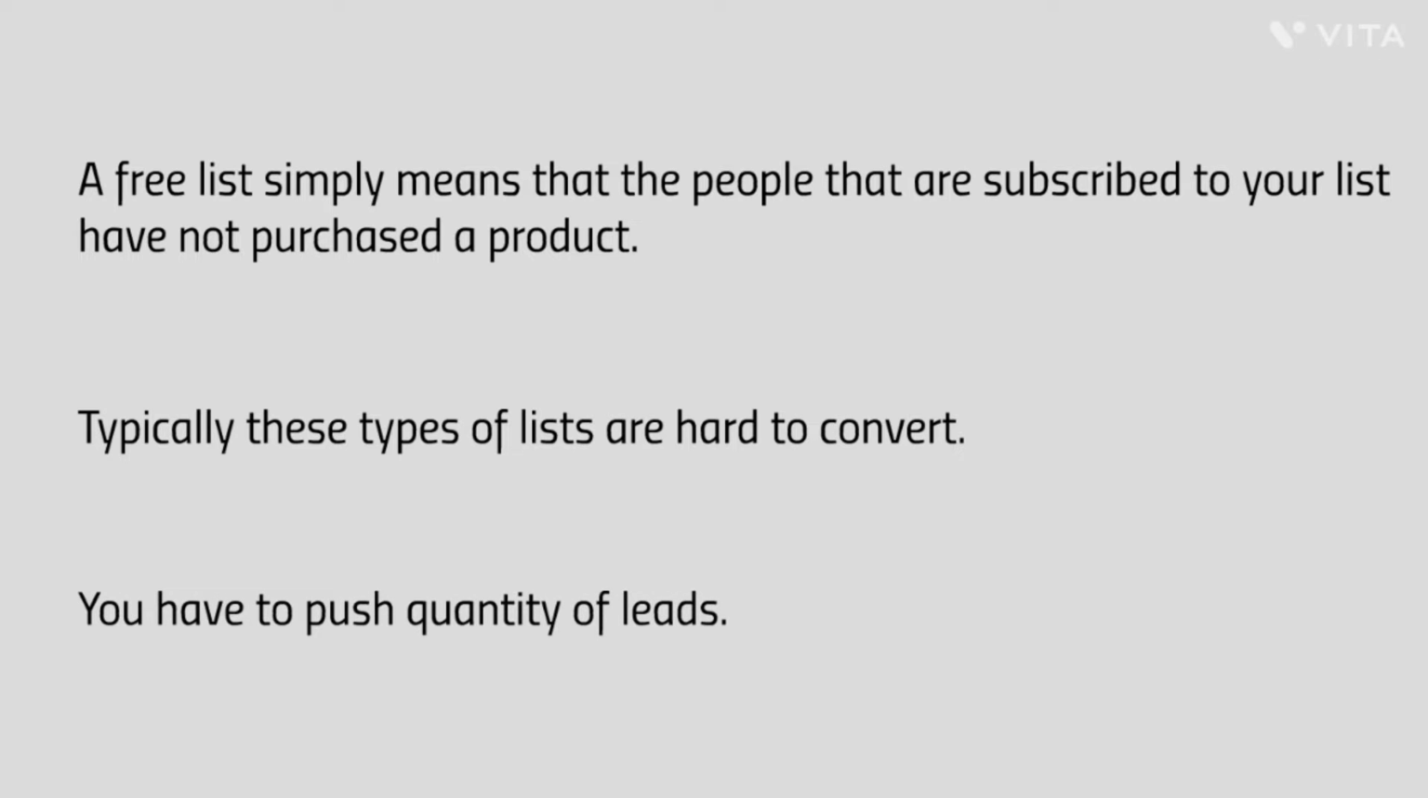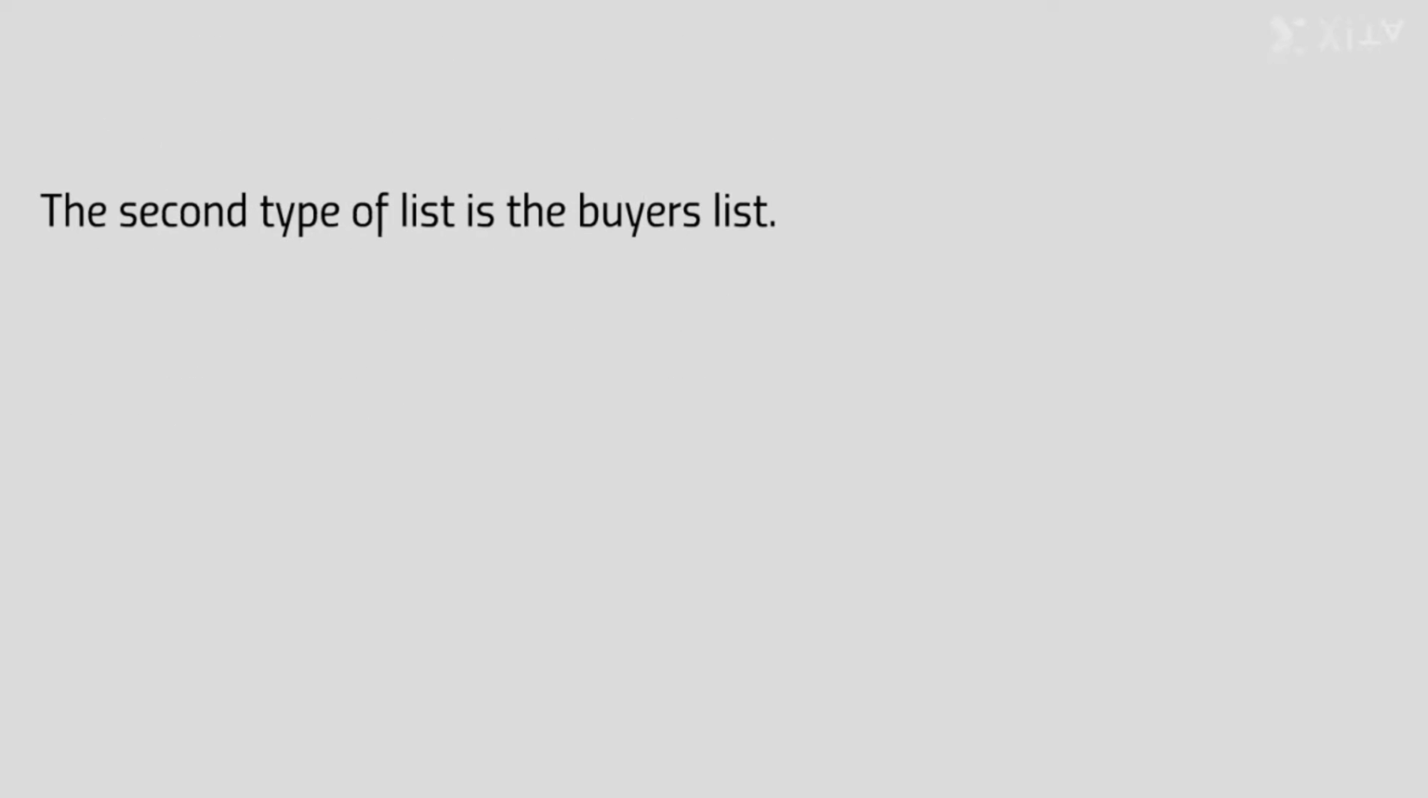So in this case, you kind of have to push quantity of lists. Instead of focusing on quality and conversions, you really have to focus on numbers. So it's a numbers game. Instead of having a list of, let's say, 100 buyers, you have to have a list of 1,000 or a couple thousand. Now, the second type of list is a buyer's list.